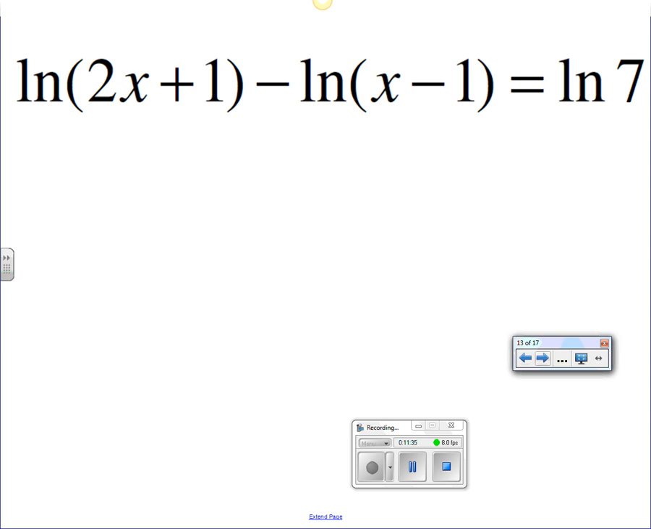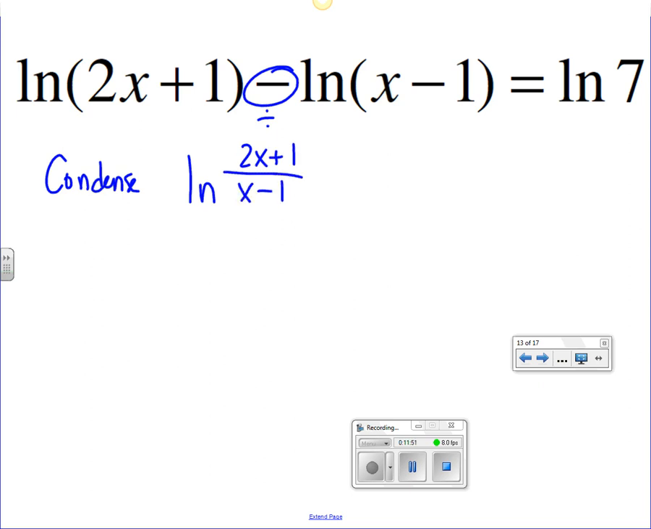All right, ln of (2x + 1) minus ln of (x - 1) equals ln 7. So step 1 is to condense. Minus turns into divide. So I'm going to have ln of (2x + 1) divided by (x - 1) equals ln 7. All right, you got an ln on both sides, so they will cancel. So you're left with (2x + 1) over (x - 1) equals 7.